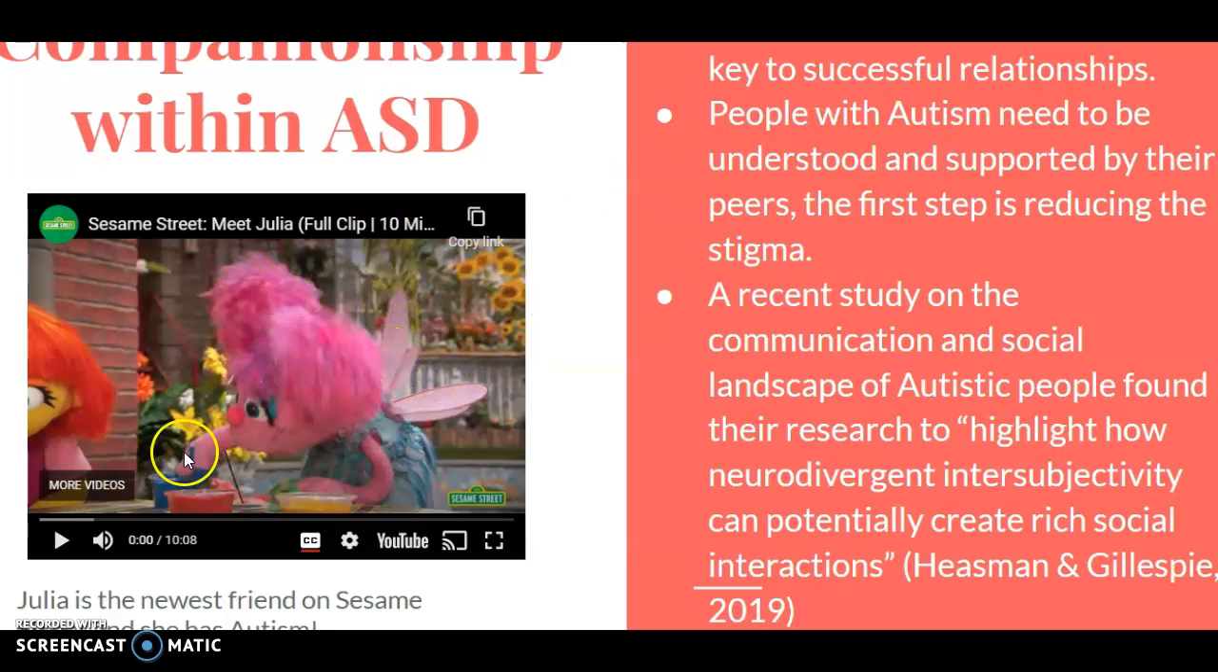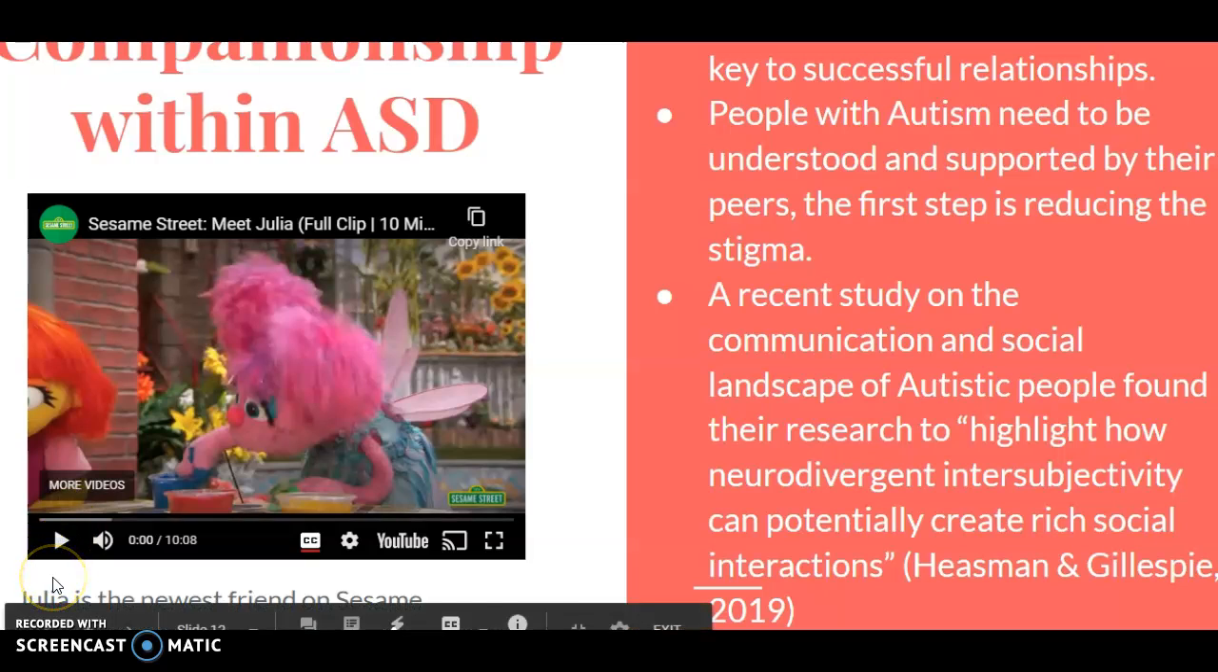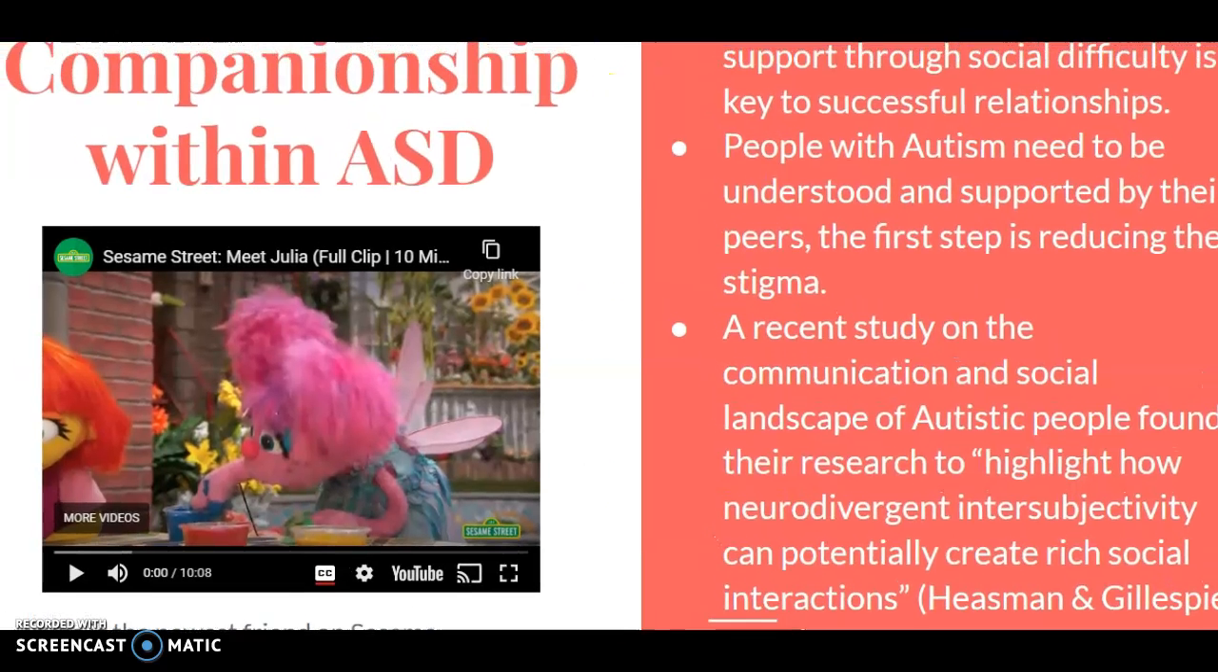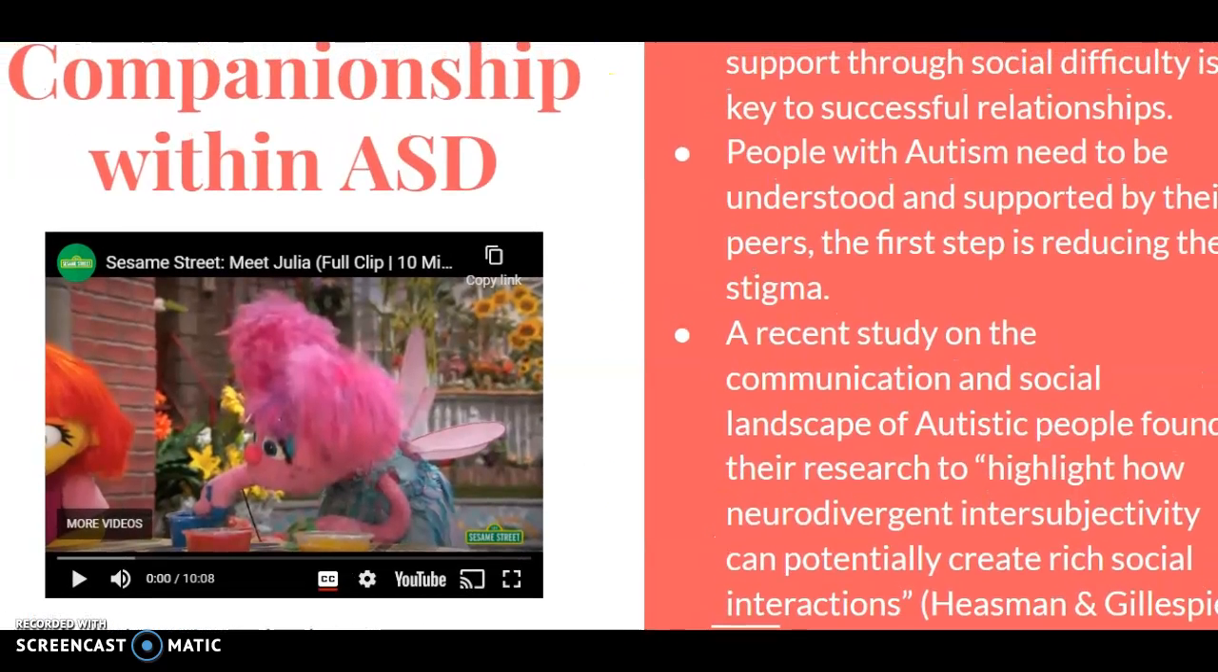I also included this Sesame Street clip. It's of the newest friend on Sesame Street. Her name is Julia, and she has autism. So, as young as kids are watching Sesame Street, they can learn about their friends with autism spectrum disorder who are a bit different than them, but are fun and creative and wonderful just the same.